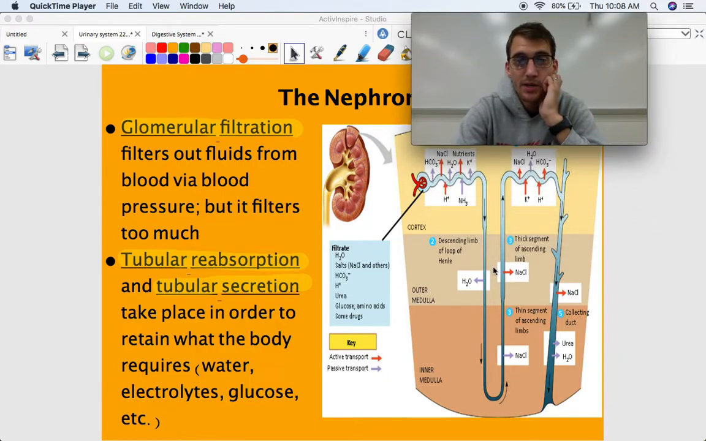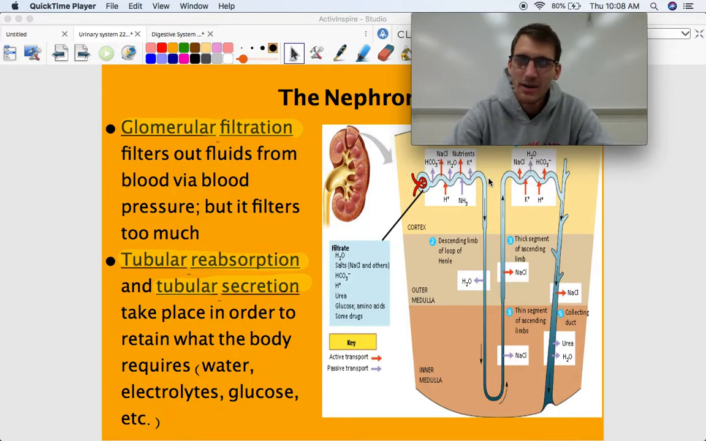And here's another picture getting into more detail about what's kept and what's not kept as filtrate passes through the nephron. This is a little different orientation than our diagram that we just filled out, but still the same thing. The first process we're going to be talking about is glomerular filtration. It filters out fluids from the blood through blood pressure. So it literally squeezes it out, kind of like wringing out the fluid from a towel.